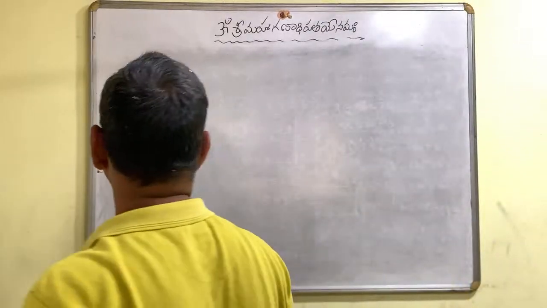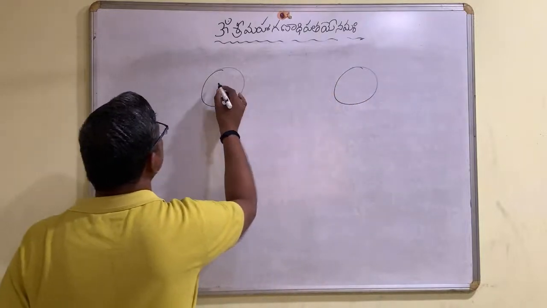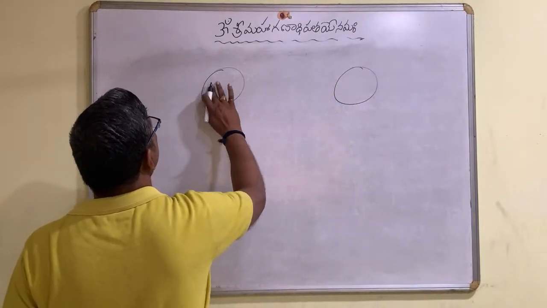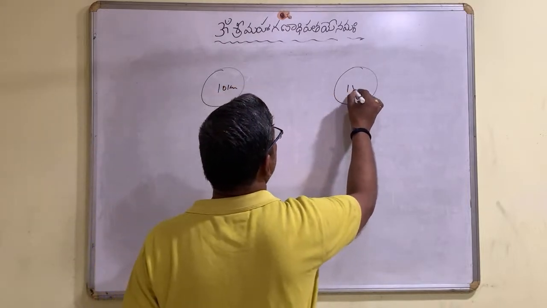The taxi charges in a city consist of a fixed charge together with the charge for the distance covered. For a distance of 10 kilometers, charge paid is 105. And for a distance of 15 kilometers, charge paid is 155.